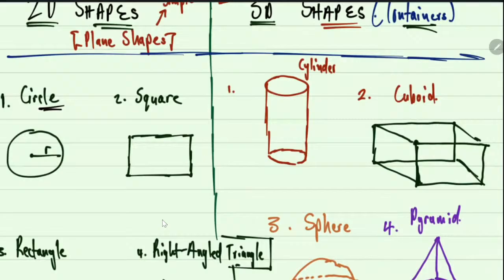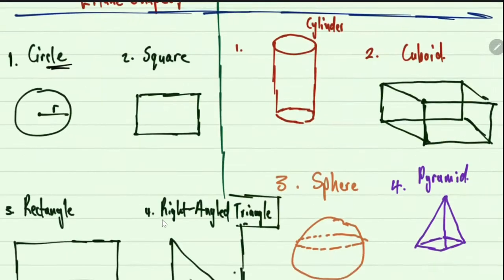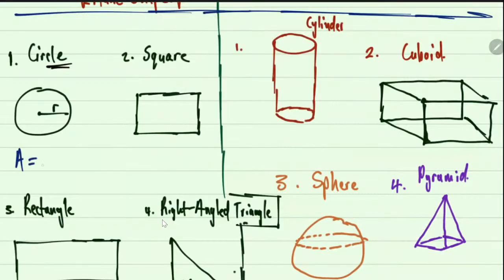A circle is not a container. You can't ask for volume. Volume means how much can it hold. So this is for 3D shapes, for containers. This is where you meet the word volume and the word surface area, right? So we said that for circle you must know area. Let's put the area. Area of a circle, pi r squared. You must know the area of a circle.